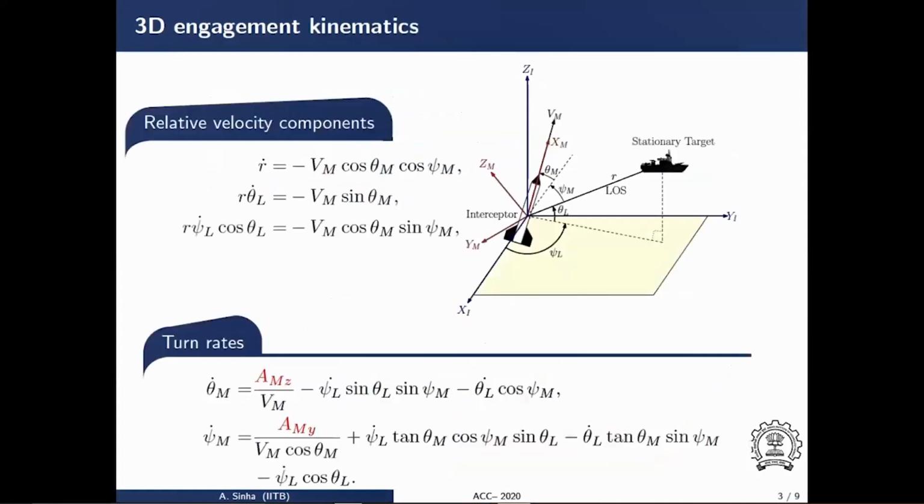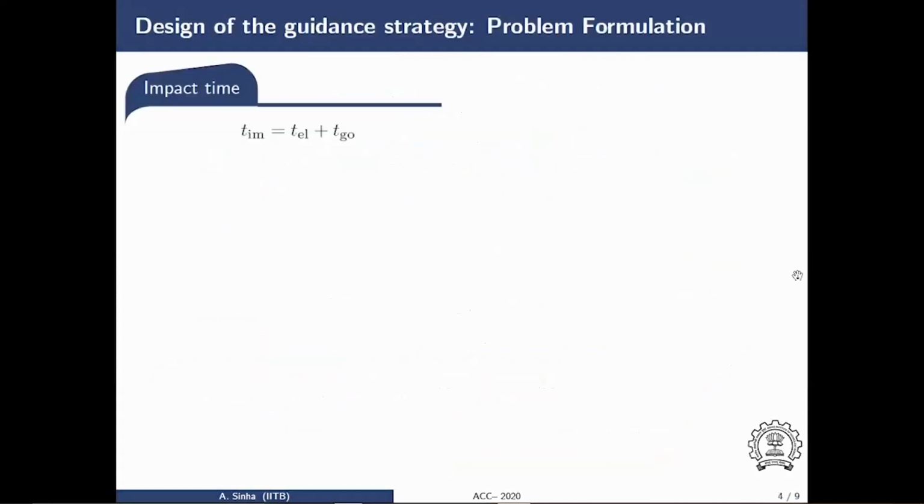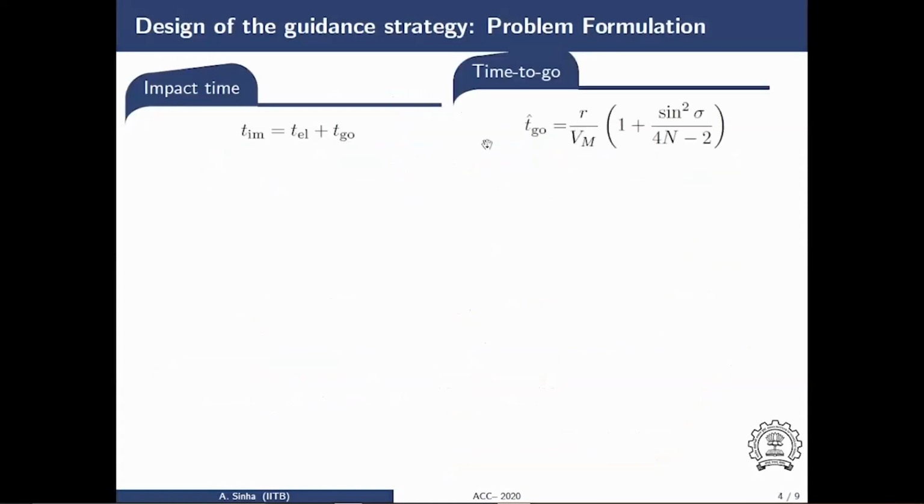The kinematic equations can be written as the following, which serve as the system for the control inputs AMZ and AMY to be designed. Impact time is the sum of the elapsed time and the time remaining till interception, which is also known as time to go, which is expressed using this relation.